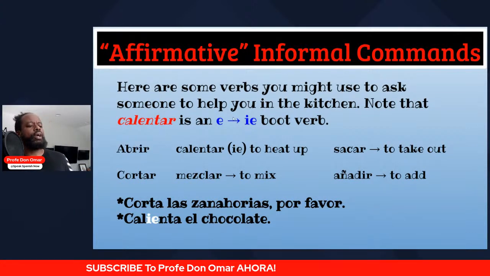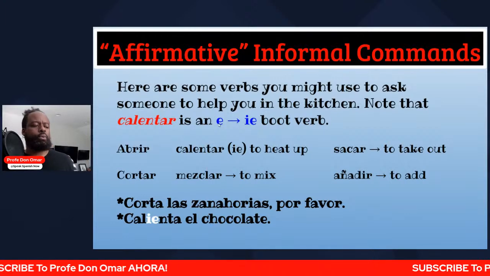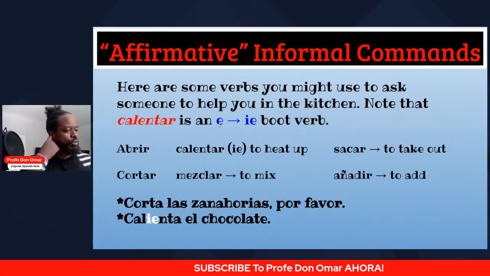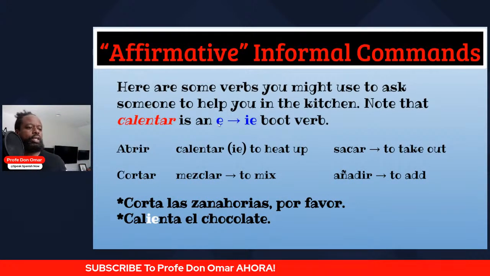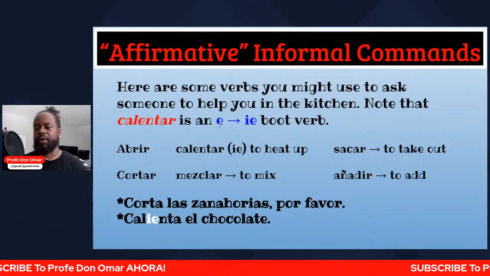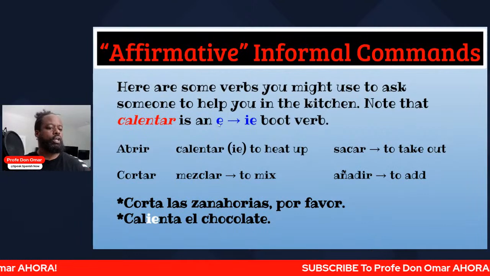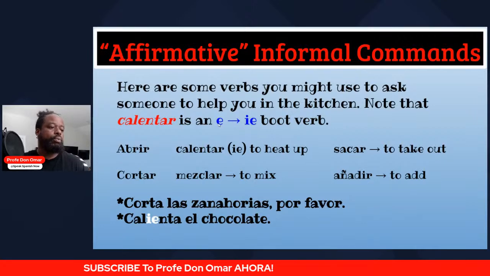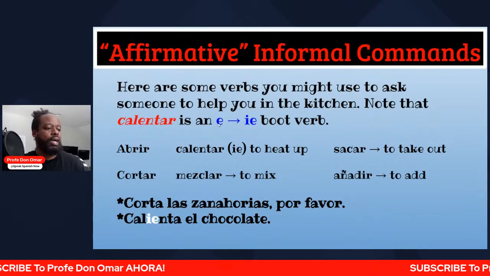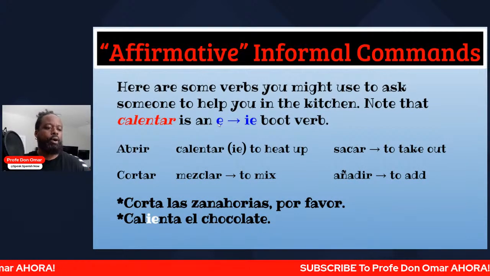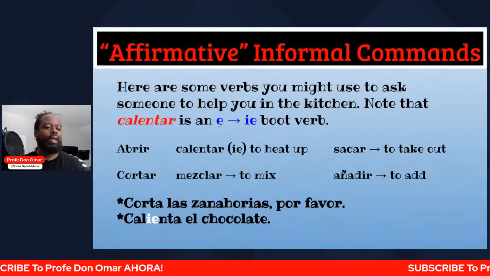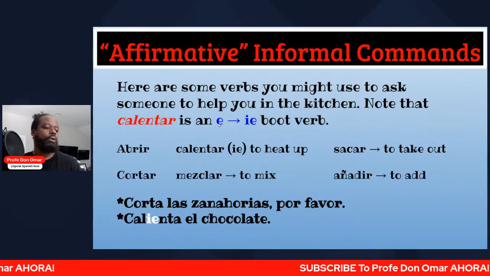All right. And that E to IE is going to change in todas las formas del verbo, all the forms of the verb, except for the form of vosotros or nosotros. All right. We are not going to change that E in the nosotros form or the vosotros form if that is something that you use. All right. So let's take a look at the verbs that we use in the kitchen, right? Abrir, which is to open. All right. Calentar, which is to heat up or to warm up. Sacar, to take out, okay? Y también tenemos cortar, which is to cut. Mezclar, which is to mix. And añadir, which is to add, okay?